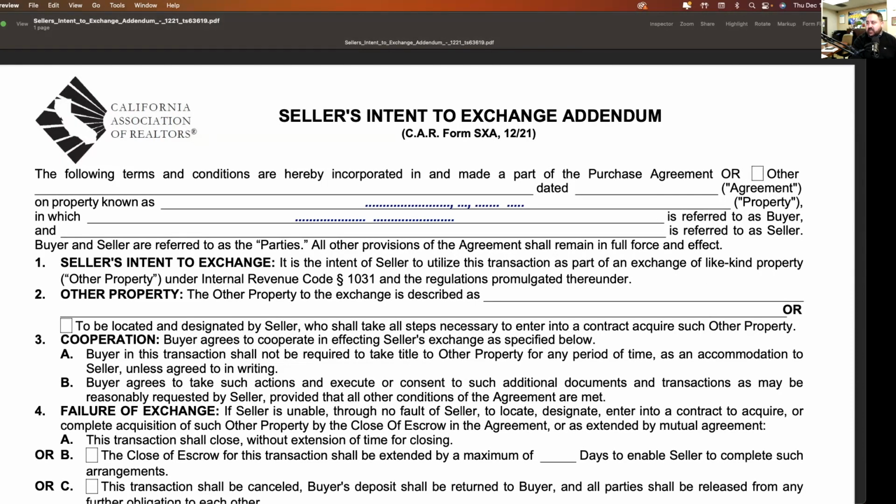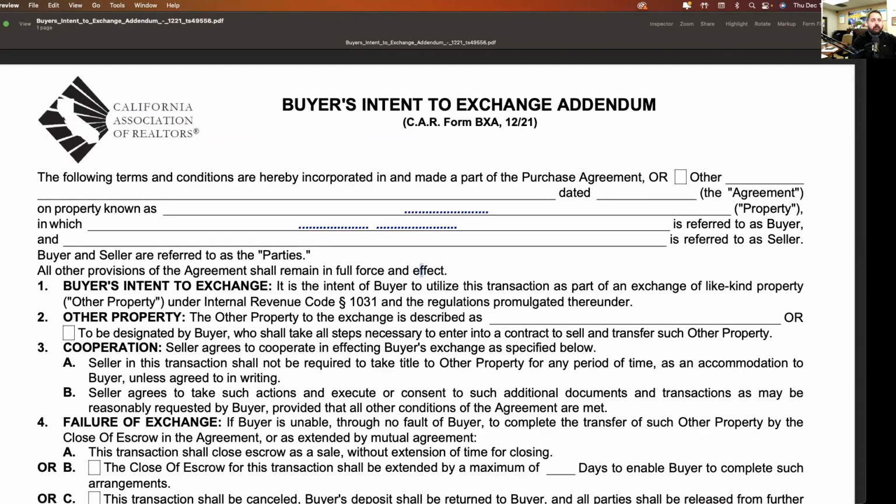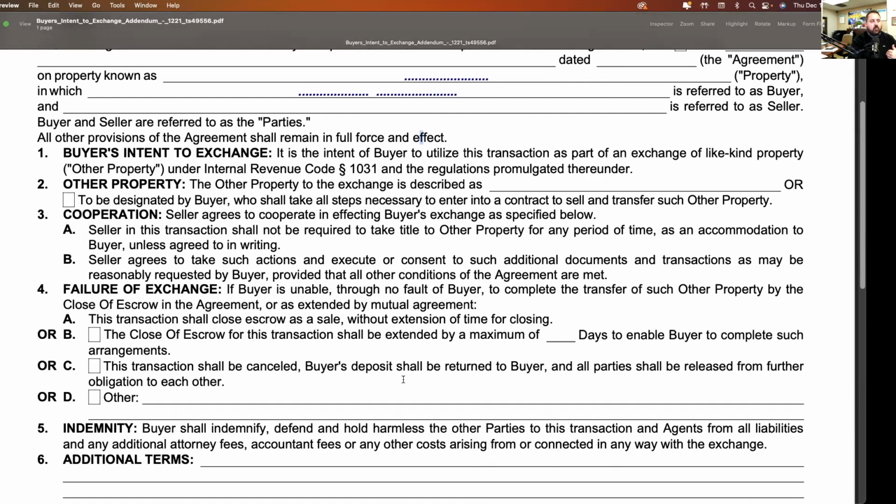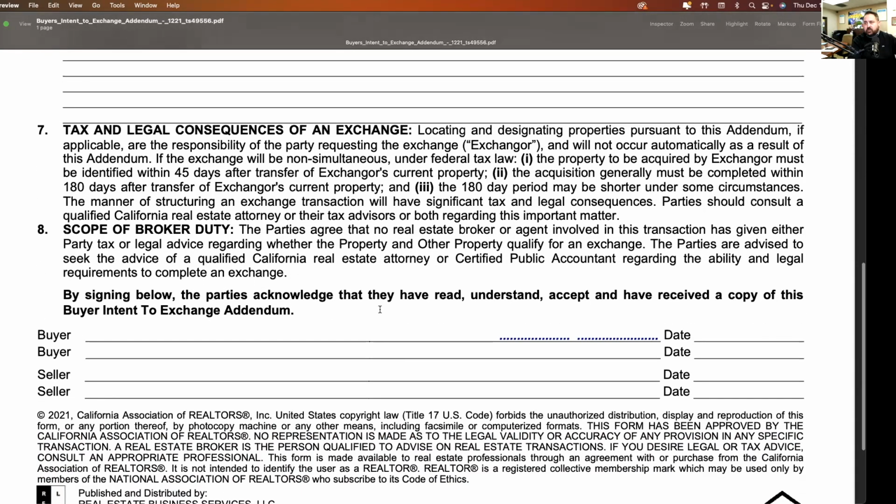And vice versa, if a buyer is buying a property from an exchange, they're going to include the buyer's intent to exchange addendum, which again does the same thing. What happens if we can't close the exchange? Okay. So those need to be incorporated. And we've had classes in the past where Phil Atwan, our 1031 exchange expert that we've had on, explained these and went through them and their importance.